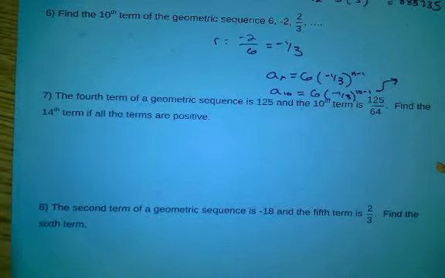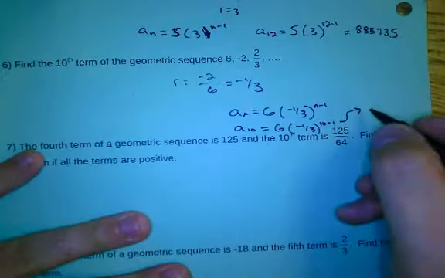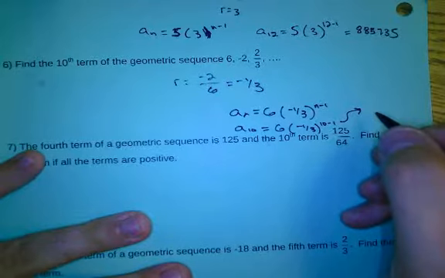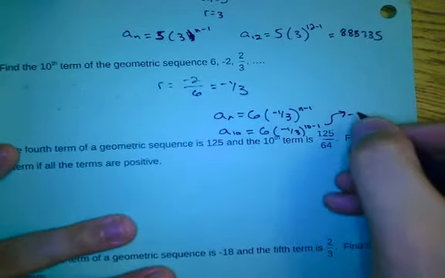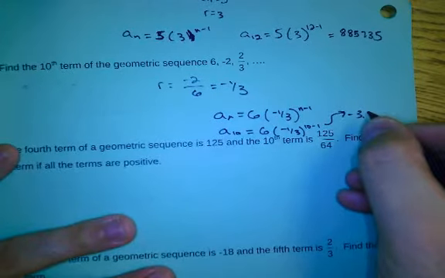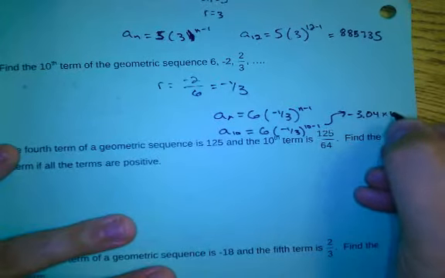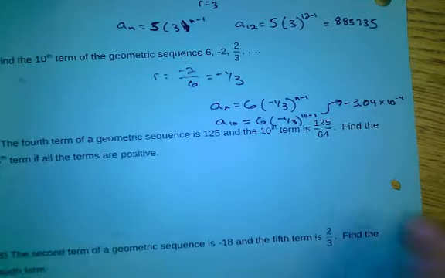Who got an answer for me? It's a really, really tiny number. It should be negative, right? 3.04 times. Cool.